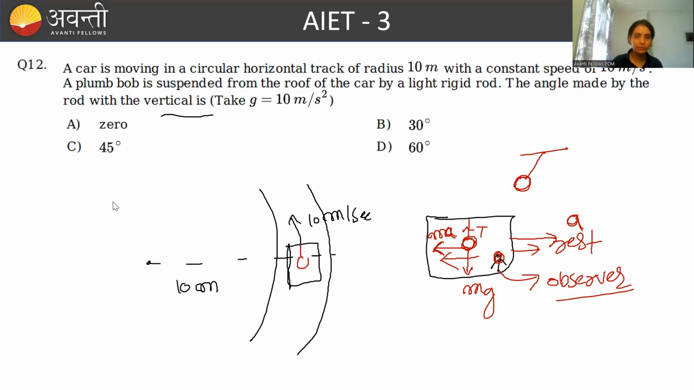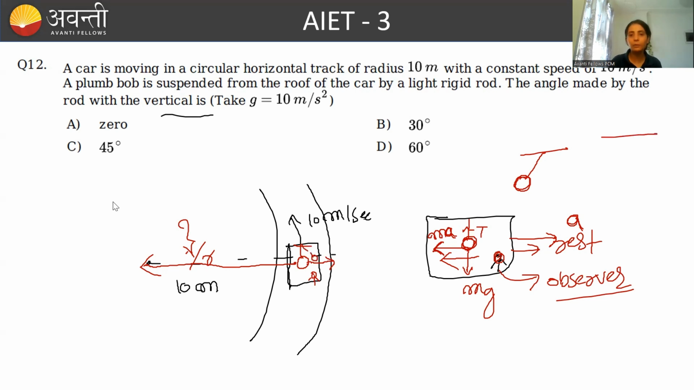If there is a bob inside, if initially it is at rest, the bob will be like this. Once it starts moving in this circular track, it will have acceleration towards the center, V square by R. And if I'm standing here, I will see that this bob experiences a horizontal force in this direction. So the bob will go in this sense.